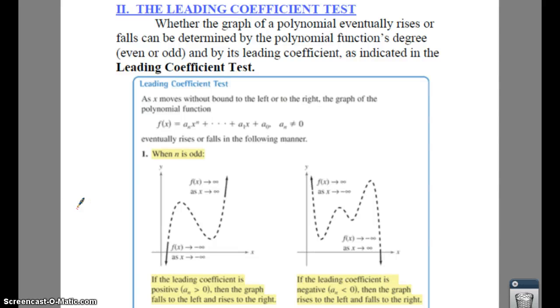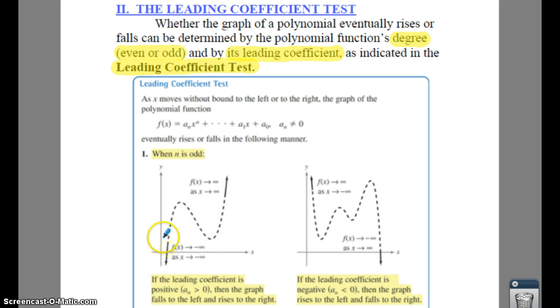All right, the other thing we need to learn about is called our leading coefficient test. You know by looking at a function's degree whether it is even or odd. If you have 2, 4, 6, it's even. 3, 5, it's odd. And then you can also use its leading coefficient, and we call this the leading coefficient test.